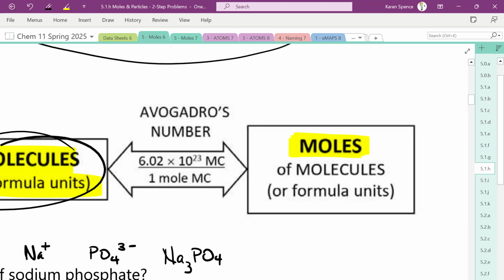Now, 6.02 times 10 to the 23 goes with molecules. The 1 goes with the mole. And do you remember how the 1 went with the prefix? The 1 goes with the prefix. Well, we have a new one. The 1 goes with the mole.